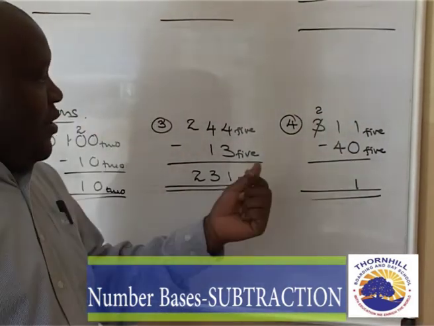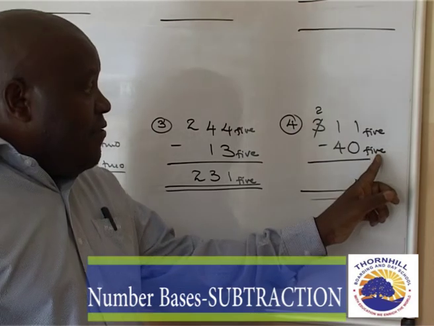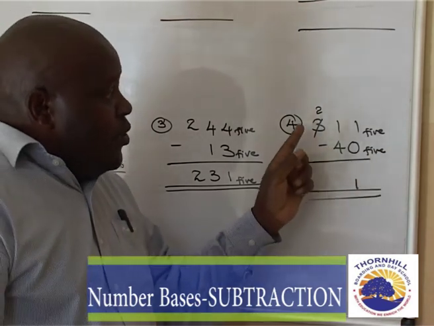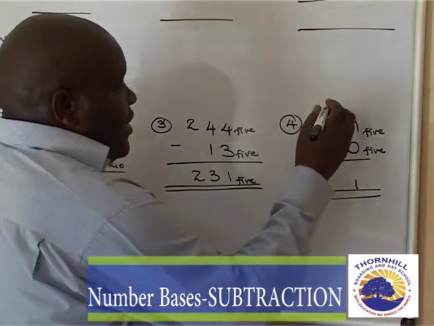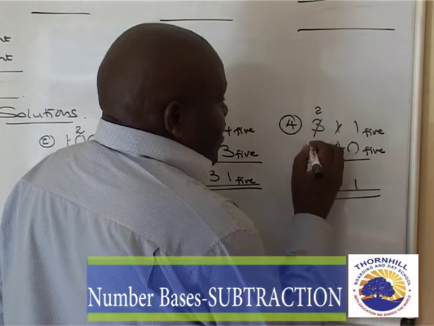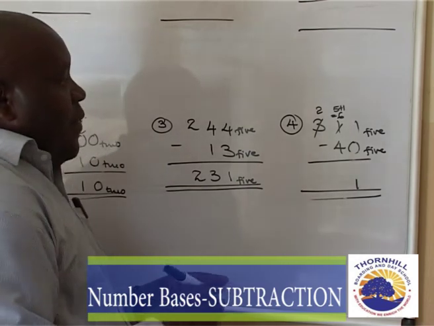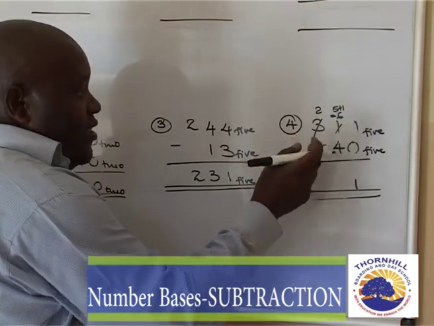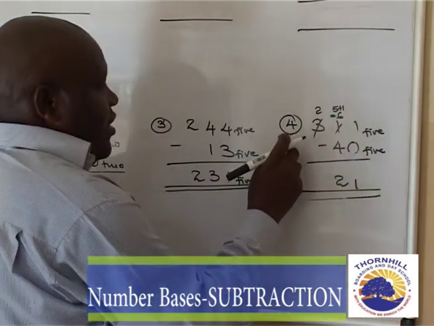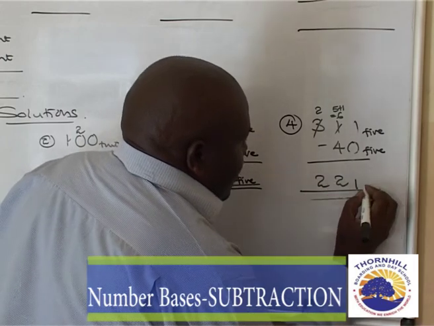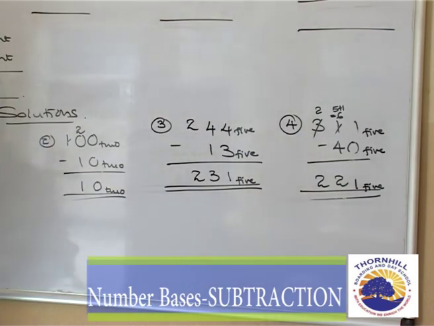Now, this 1 we have gotten from the 3 is not a 2 as it was in base 2, but it is a 5 because we are in base 5. So this one, the 5, we add it to the 1 which is here, it gives you a 6. So we no longer have this 1, we have 5 plus 1, which gives you a 6. So now you can subtract 4 from this 6. We say 6 take away 4 gives you a 2. And then 2 take away nothing gives you another 2 there. And your answer is 211 base 5.